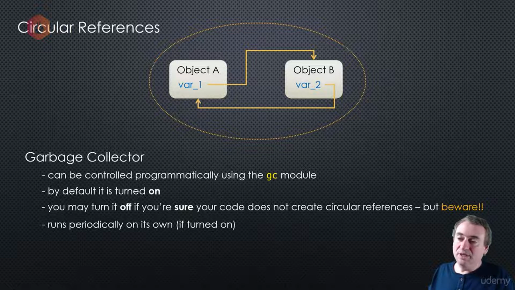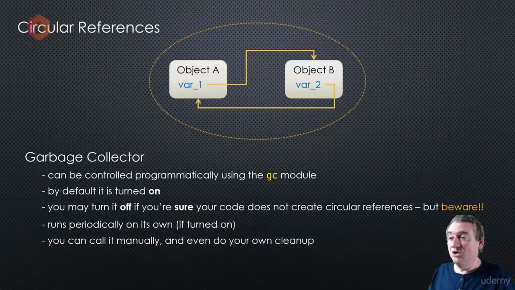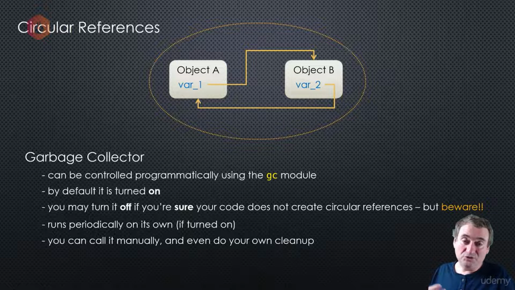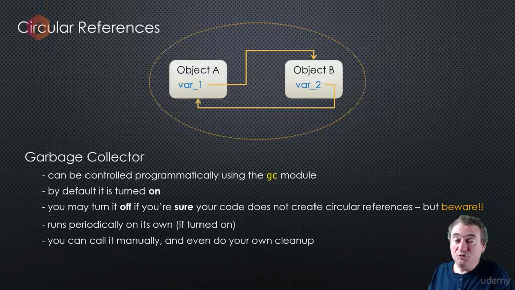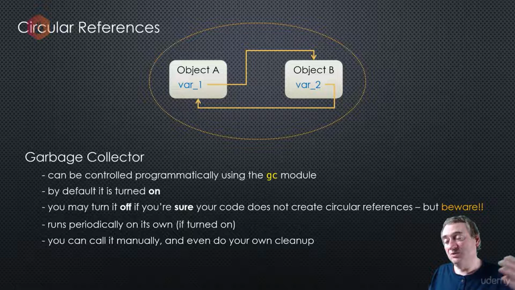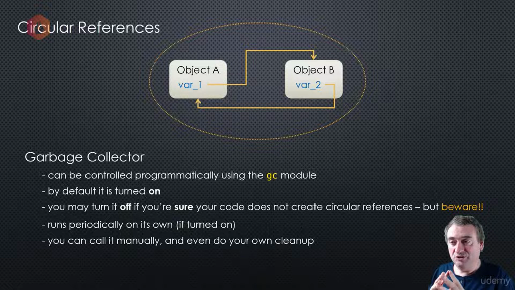So it runs on its own. If it's turned on, you can turn it off. You can also call it manually, and you can also interact with the garbage collector to see what's in there that needs to be cleaned up, especially if you've turned it off, and do your own cleanup. Some people do that. There are other ways you can also avoid having to do your own cleanup. You can use weak references. There's a variety of things that you can do. We'll look at weak references when we get to the sections on object-oriented programming. But for now, just be aware the garbage collector is there to really clean up circular references. It's turned on by default, and you really should leave it on.